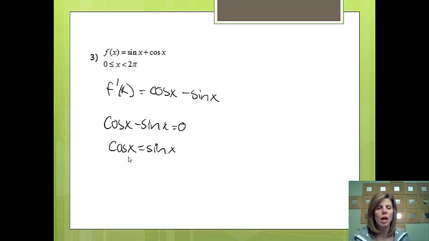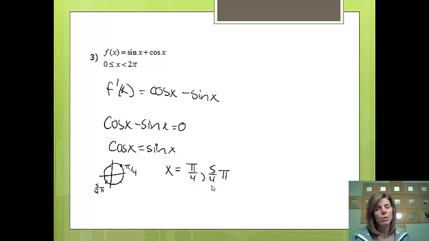So now we just need to think on the unit circle, where do the cosine and the sine equal the same value? And I know that at pi over 4, both of them equal the square root of 2 over 2. So if you think on the unit circle, at pi over 4, both the cosine and sine would be the exact same value. Over in the second quadrant, one of them's positive and one of them's negative. Down in the third quadrant, both of them are negative, so again, we'd have the same thing, and that would be at 5/4 pi. Over here, that wouldn't work either because one of them's positive and one of them's negative. So my critical numbers for this one would be pi over 4 and 5/4 pi.